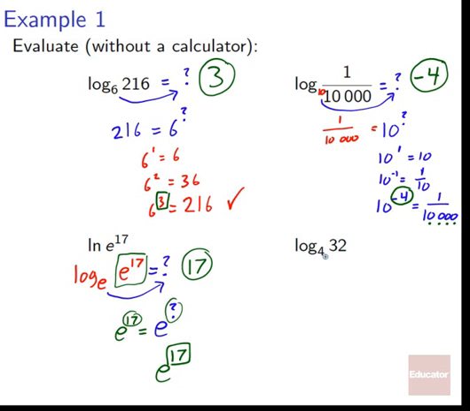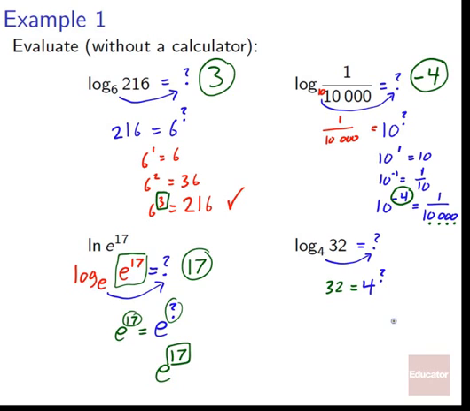Finally, log base 4 of 32. Once again, we're saying, what is the number that we have to raise 4 to get 32? So we move that over. We can think of this as 4 to the question mark is equal to 32. So 32 equals 4 to the question mark.